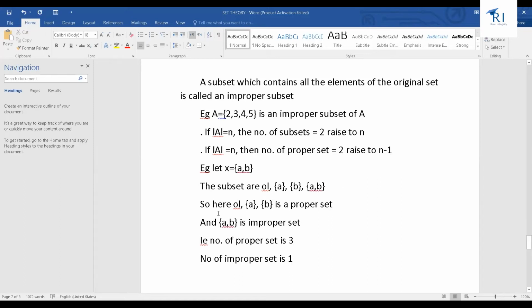In these elements, the null set, A and B are all proper subsets, whereas set AB is an improper subset. An improper subset has the same elements as the set itself. Here A can be a proper subset, the null set can be a proper subset, B can be a proper subset, but A and B together can't be a proper subset. They are improper because they have the same elements as set X. Got it?